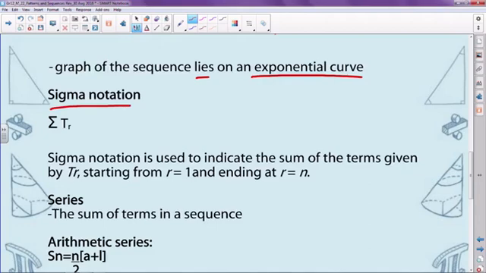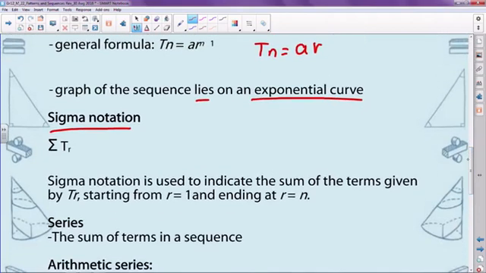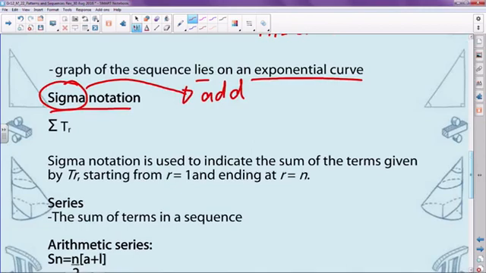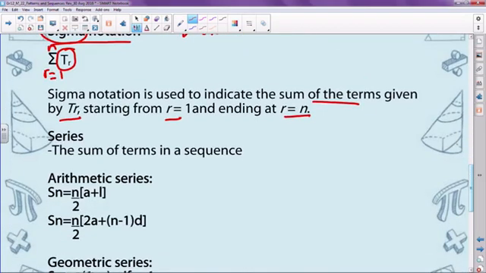Now let's talk about sigma notation. If we're looking at the sum of a sequence Tr, or a series Tr, remember whenever you're dealing with sigma, we're talking about adding things together. So that means we're dealing with a sum, and when we're talking about a sum, we're talking about a series. So sigma notation is used to indicate the sum of terms given by Tr, starting from r is equal to 1 and ending at r is equal to n. So usually we'll have something here that goes r is equal to 1 and it goes up to n. A series, as I've mentioned before, is the sum of terms in a sequence.